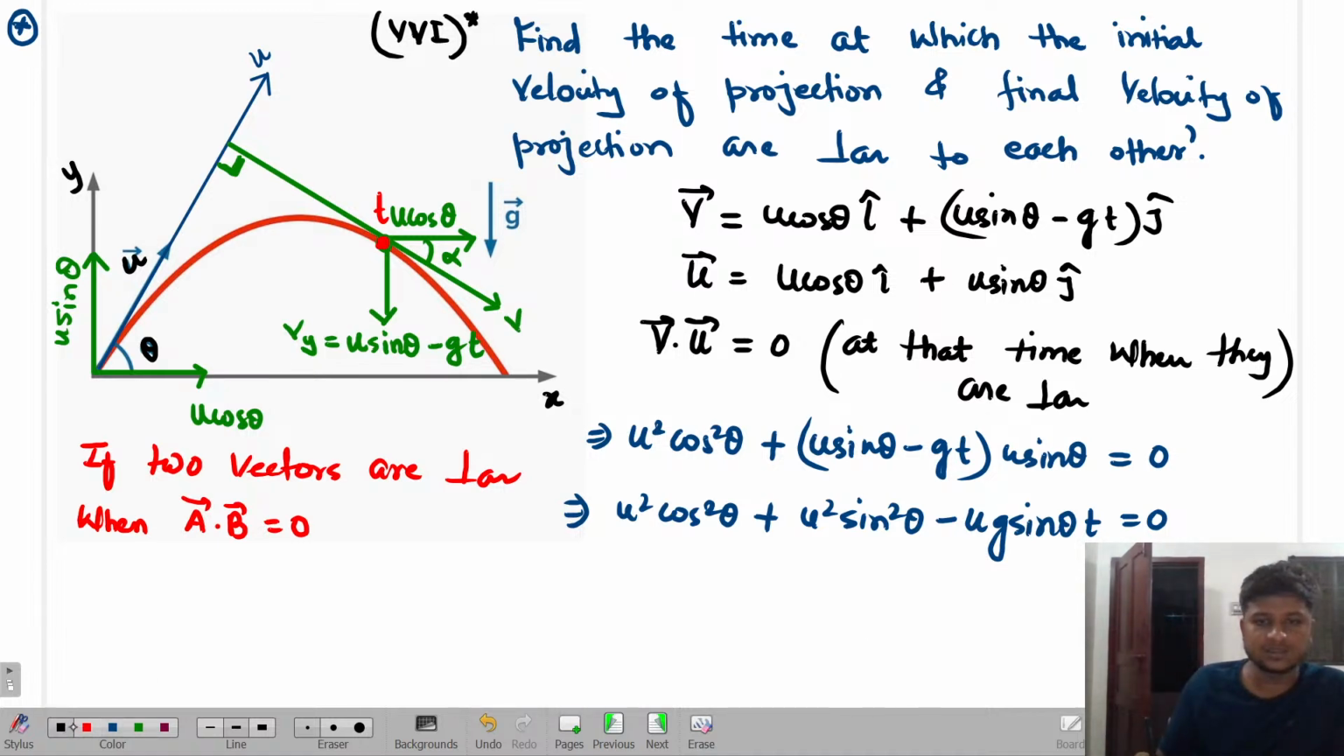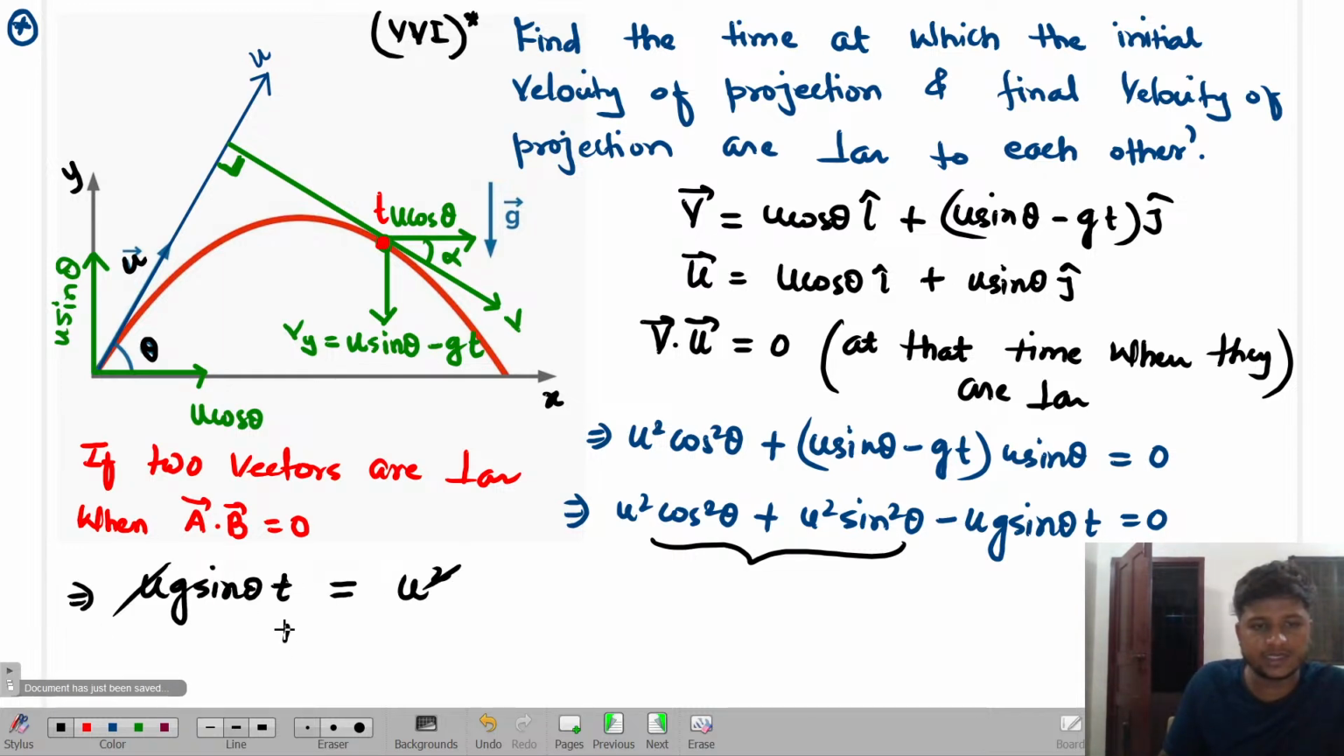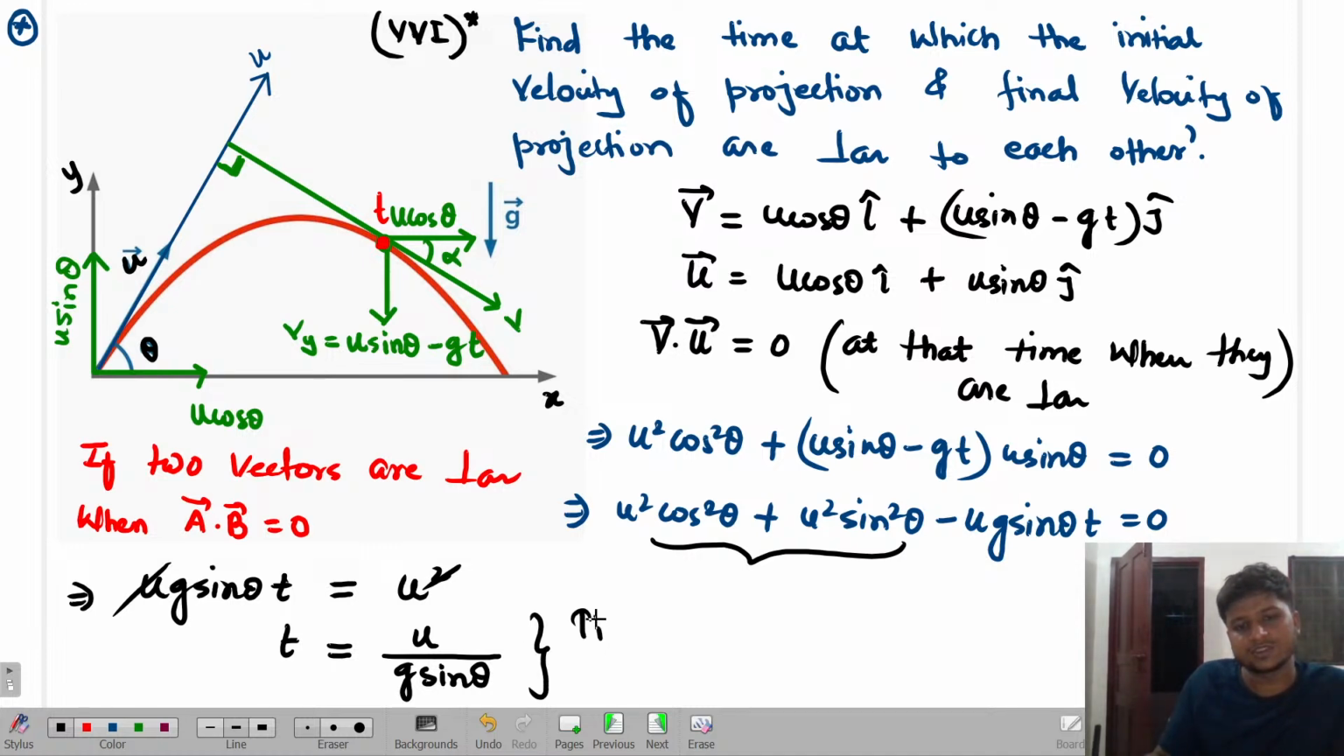So basically this whole term will just be u square, because cos square theta plus sin square theta is 1. So I can write it as ug sin theta t equals u square, u cancels, and time t, where the initial velocity and final velocity are perpendicular, is u by g sin theta. Is at what time? u by g sin theta.